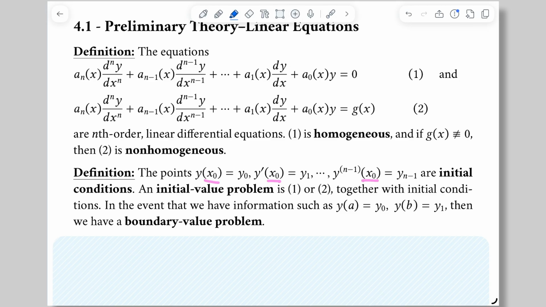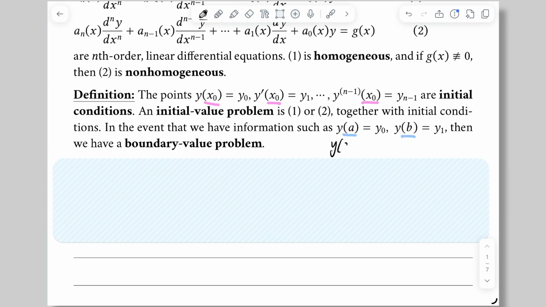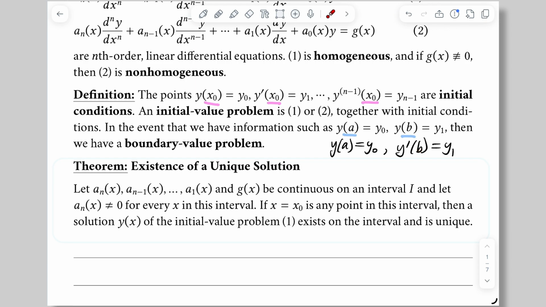In the event that we have information such as y of a is equal to y naught, y of b is equal to y1, where the input values don't match, then what we have are called boundary conditions, and the resulting problem is called a boundary value problem. And for a boundary value problem, we could have information that says y of a is equal to y naught, y prime of b is equal to y1. It's not the case that it's a boundary value problem because y is not a derivative. It's the case that the input values don't match. And that's really just the distinction between boundary value problems and initial value problems.